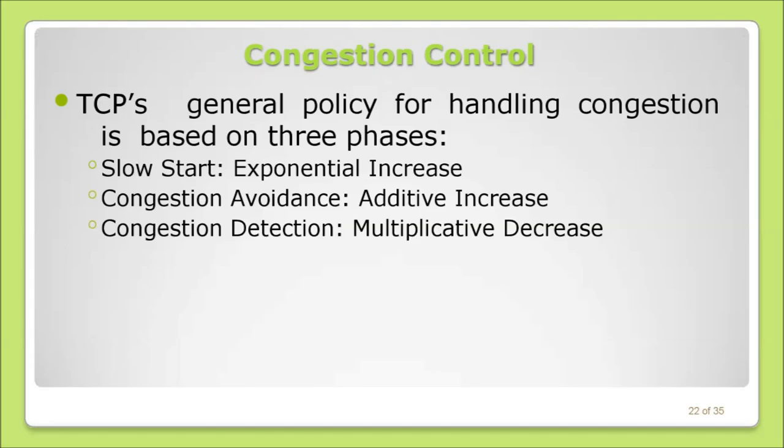Second is congestion avoidance, which is additive increase. The policy of additive increase may, for instance, increase the congestion window by a fixed amount every round trip time. When congestion is detected, the transmitter decreases the transmission rate by multiplicative factors. So over here, when there is congestion, the transmission speed of the transmitter will be slowed down. And the last one is multiplicative decrease.